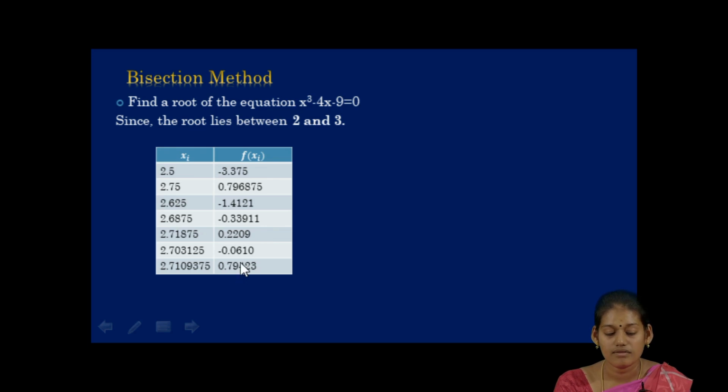So, when do we terminate this process? We terminate it when the xi's are approximately equal. For example, 2.71875 is approximately equal to 2.710. Then only do we terminate this process to get the roots of the given equation.